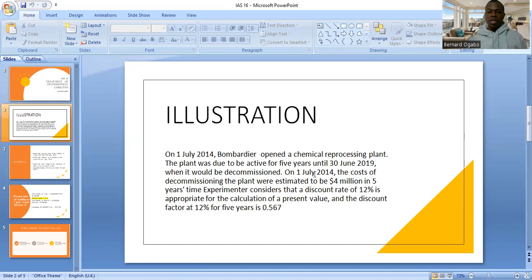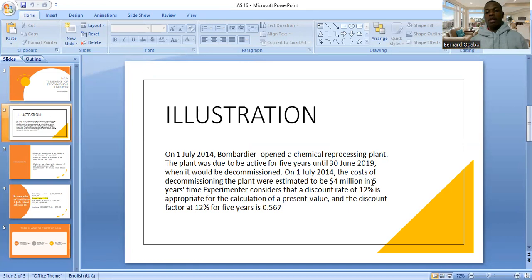So what happens here is that if you count 1 July 2014 to 30th June 2019, that is 5 years, and the cost estimated to return the site to how it was before they started the exploration is $4 million USD, and that will happen in 5 years' time. So for you to add this cost to the cost of property, plant, and equipment, you add it using the present value of the amount.